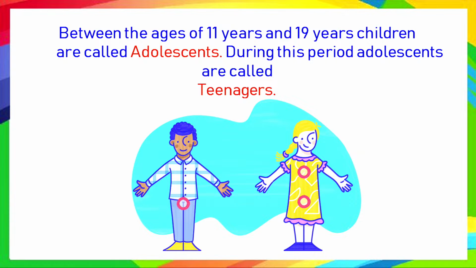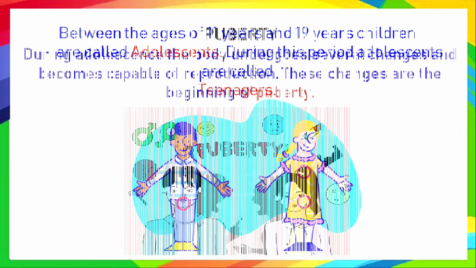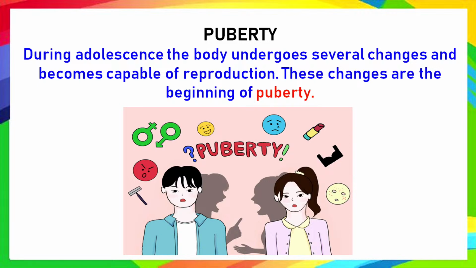So ma'am, if we talk about adolescents, both the girls and the boys come in the same term, right? Yes, ma'am. The changes will take place simultaneously in both boys and girls. However, there are some differences between the changes. I'll discuss it later on. Okay. So now the term puberty comes during the adolescence period. During adolescence, the body undergoes several changes and becomes capable of reproduction. These changes are the beginning of this stage, puberty.